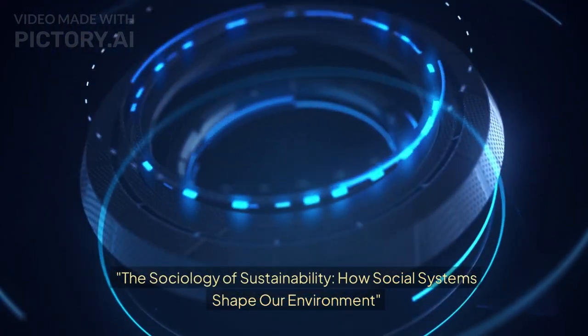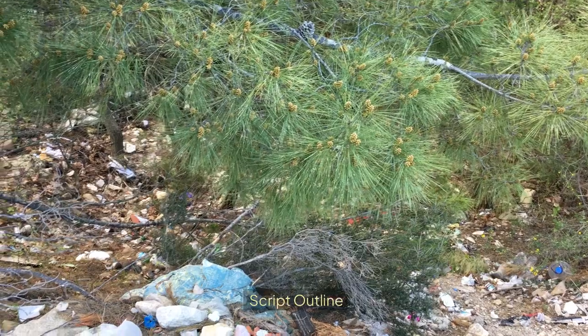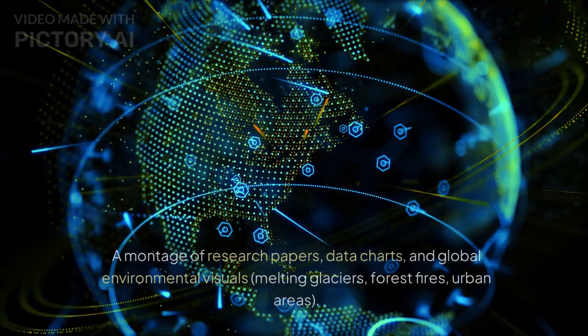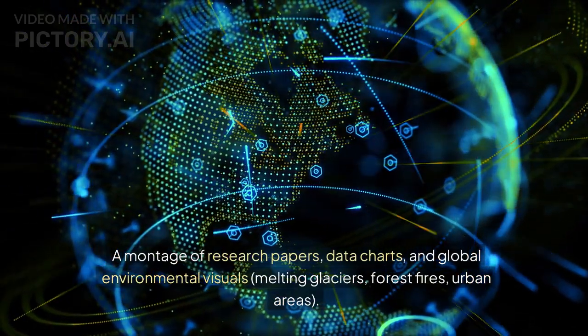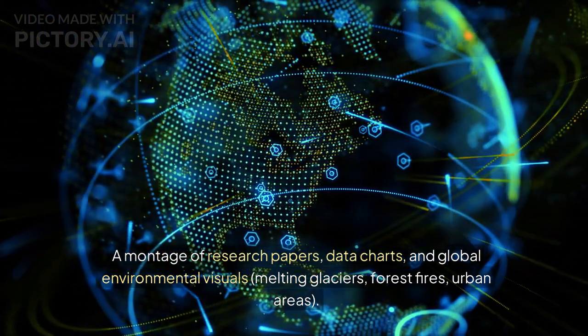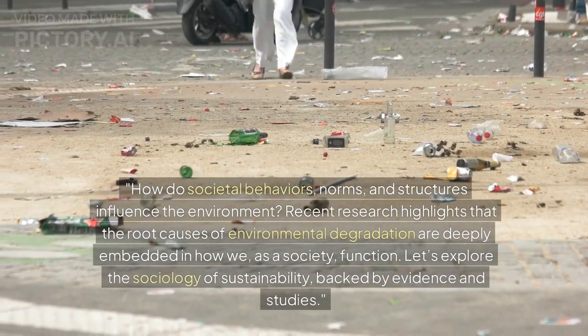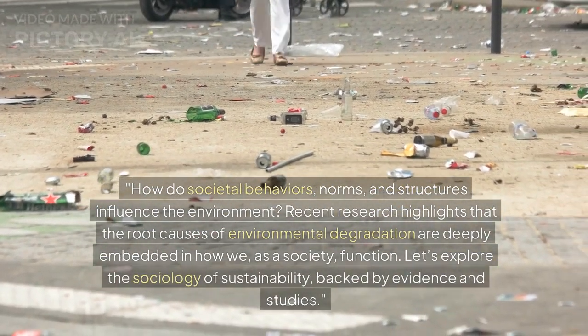The Sociology of Sustainability. How social systems shape our environment. Research context: a montage of research papers, data charts, and global environmental visuals, melting glaciers, forest fires, urban areas. How do societal behaviors, norms, and structures influence the environment?